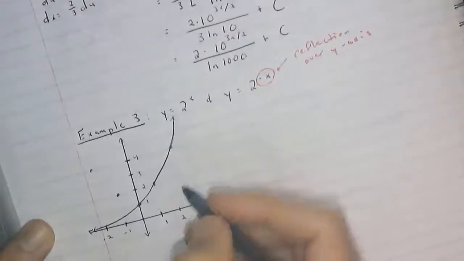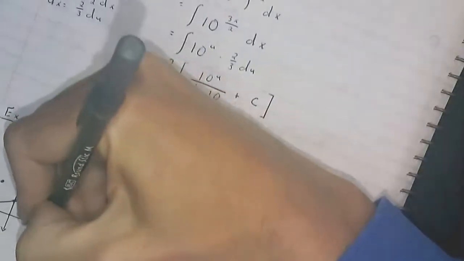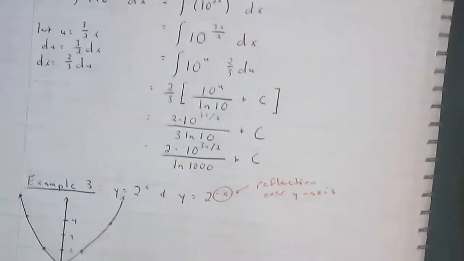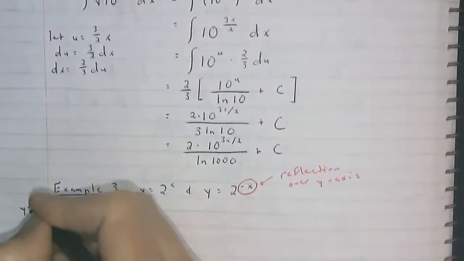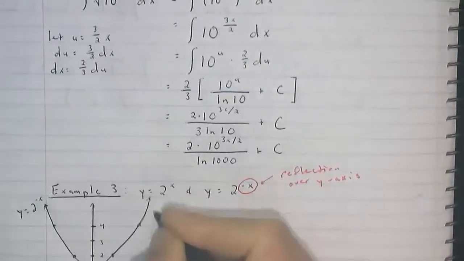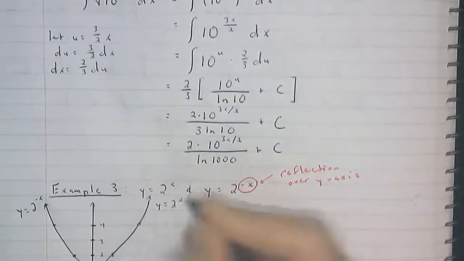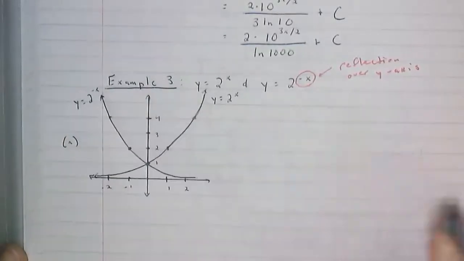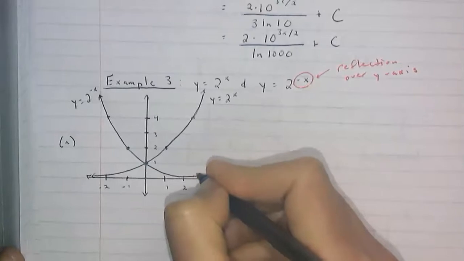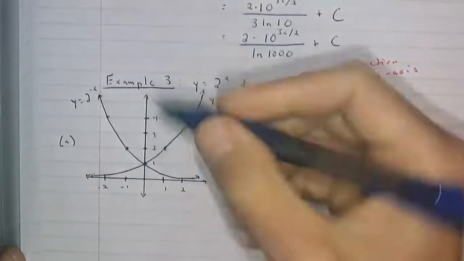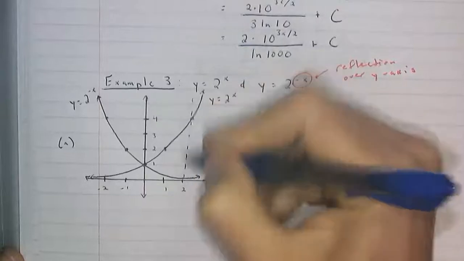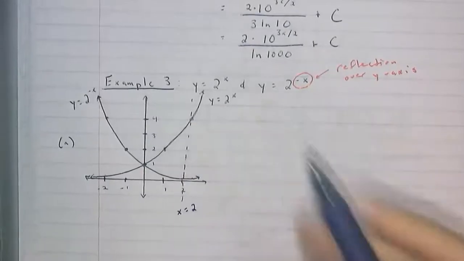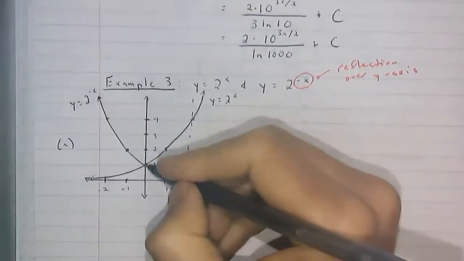So this curve looks like that. Here's y equals 2 to the negative x, y equals 2 to the x. That was part A. What they want from us is to determine the area bounded by those two curves and x equals 2. What is this area in here?